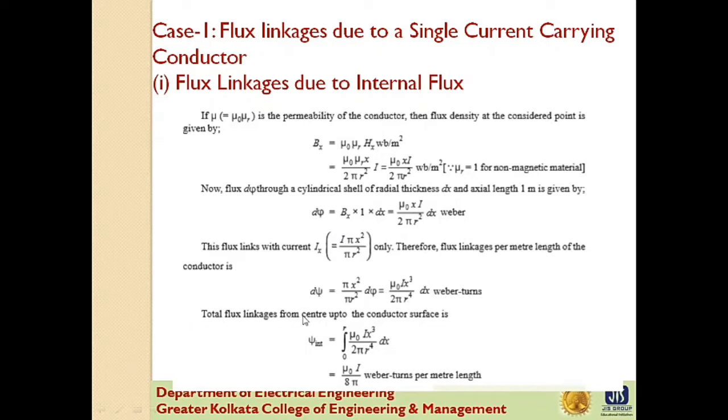Now for the total flux linkage from the center up to the conductor surface, we integrate from 0 to r and we get mu 0 I by 8 pi Weber turn per meter length. So this is the flux linkage due to the internal flux, mu 0 I by 8 pi.